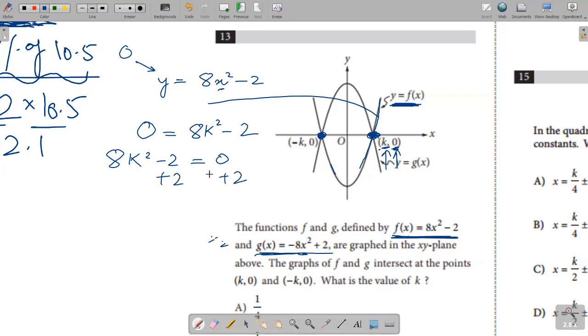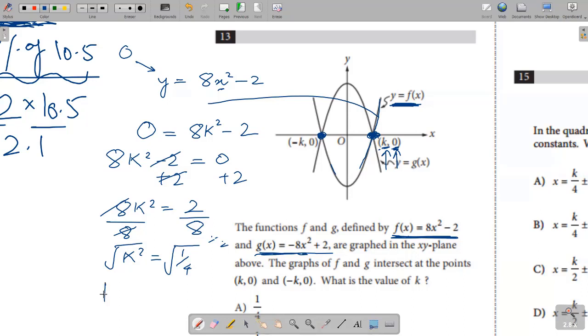You'll do addition of 2 to both sides. You'll get 8k squared equals 2. Is it okay here? Yes. And then you'll divide by 8 on both sides. You'll get k squared equals 1 over 4, right? Right. So then you can take the square root because you need the value of k only. So k equals square root of 1 over 4.